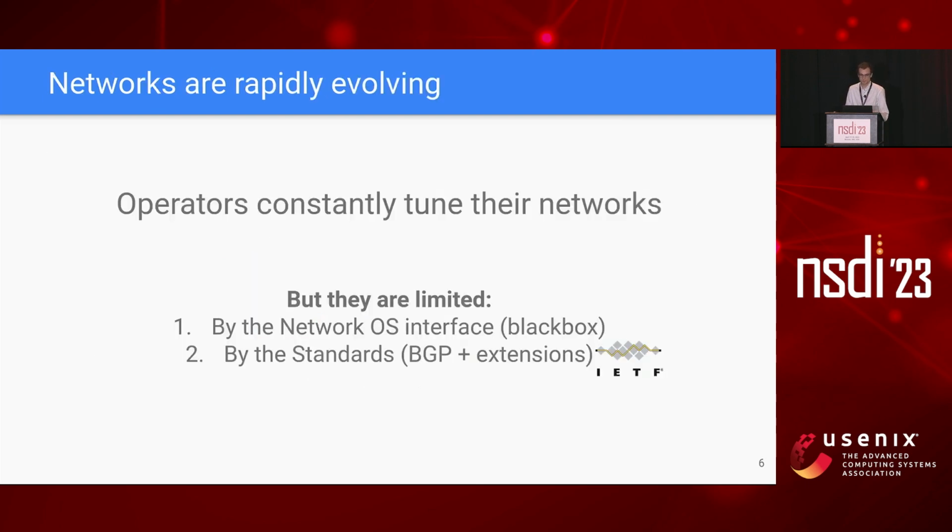Because, as you may know, networks are rapidly evolving, and operators constantly tune their network to offer a better service to their customers, but they are limited. The first reason is that vendors implement their routers as a black box, and you cannot interact with them beyond the interface. The second is that BGP is a standard, for reasons of interoperability between different vendors. You need to discuss changes within the IETF.